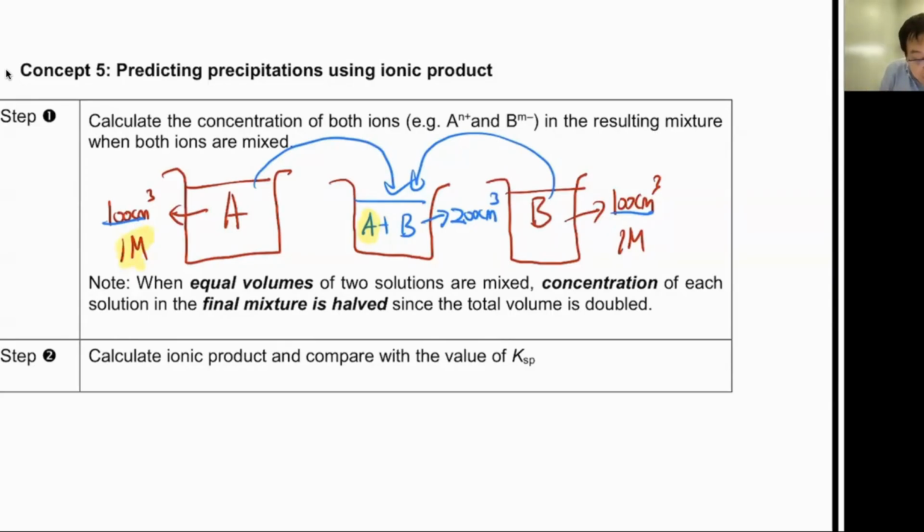What is the concentration of A? Do you think it's the same as 1 mole per dm³? Can you type in the group chat for me? Yes means it's the same, no means different. I wait for your reply.